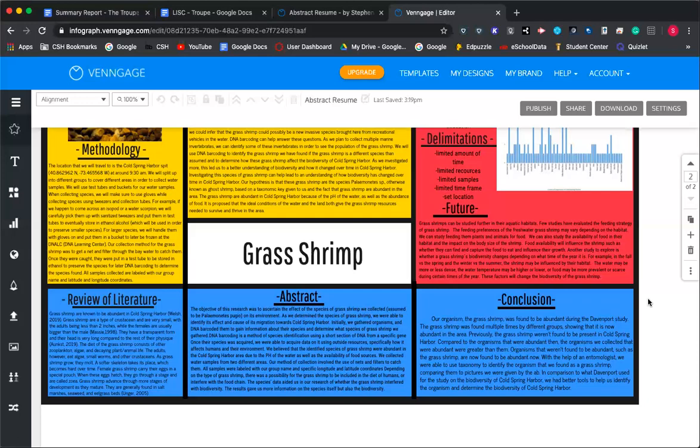With the help of an entomologist, we were able to use taxonomy to identify the organism that we found as a grass shrimp. Comparing them to pictures we were given by the lab, in comparison to what the Davenport used for the study on the biodiversity of Cold Spring Harbor, we had better tools to help identify the organism and determine the biodiversity of Cold Spring Harbor.